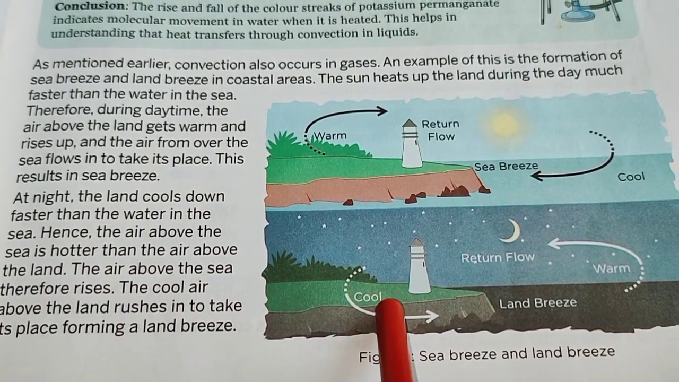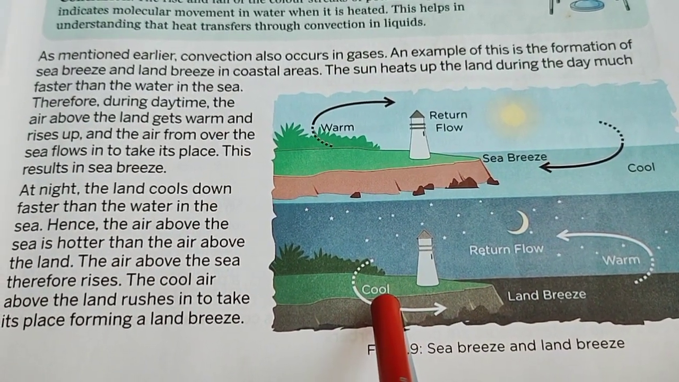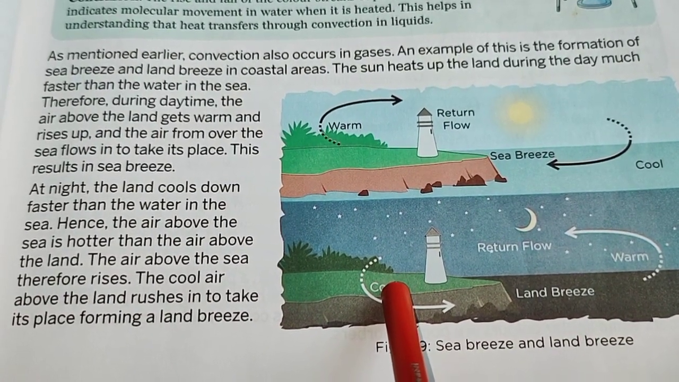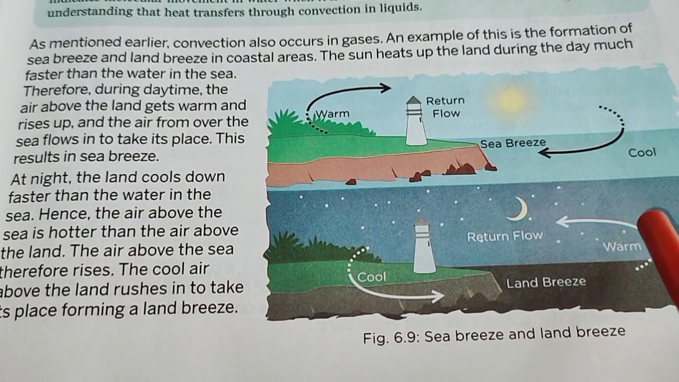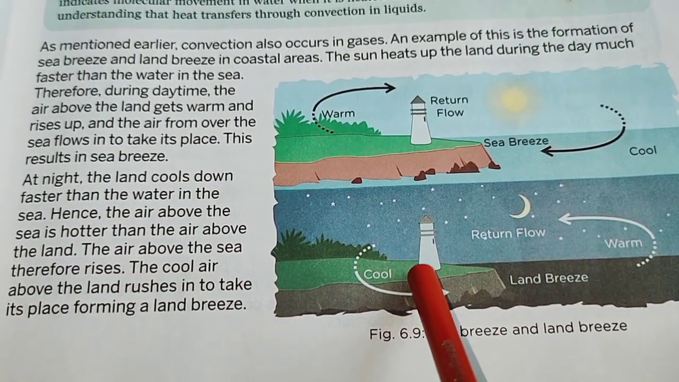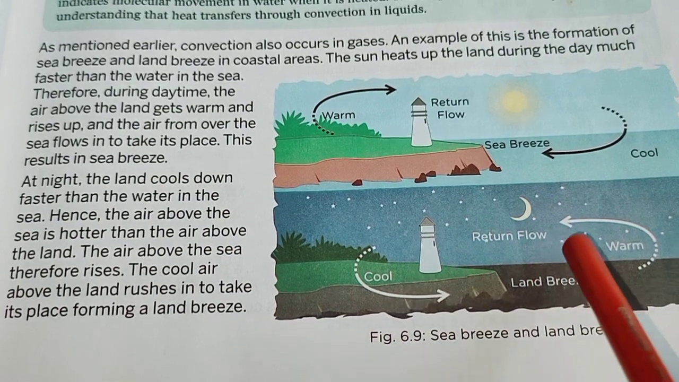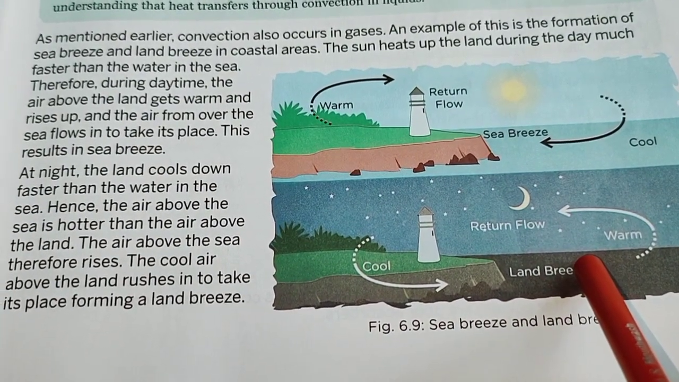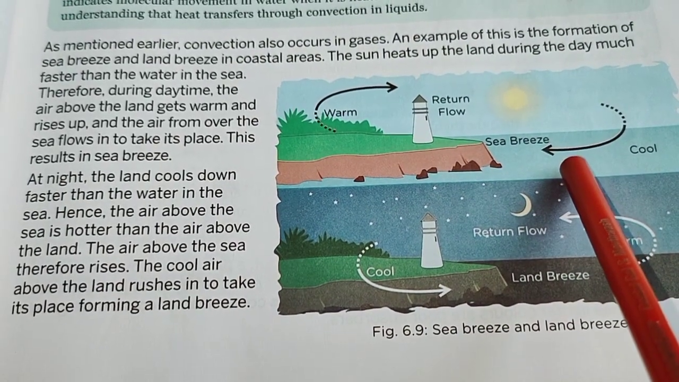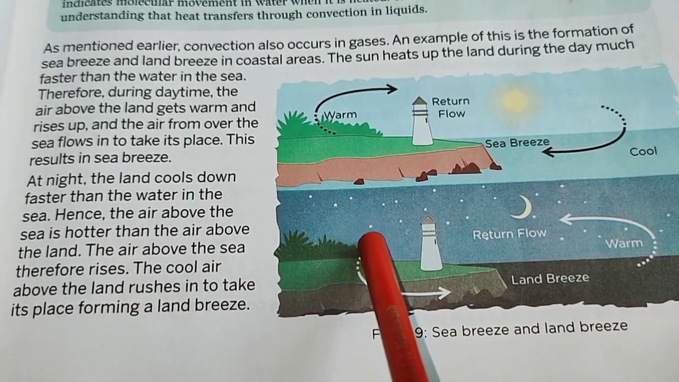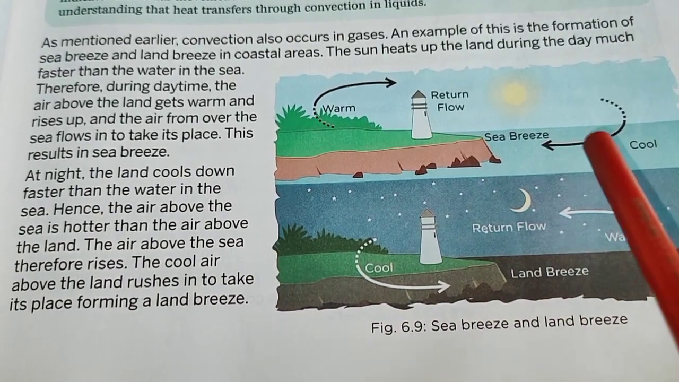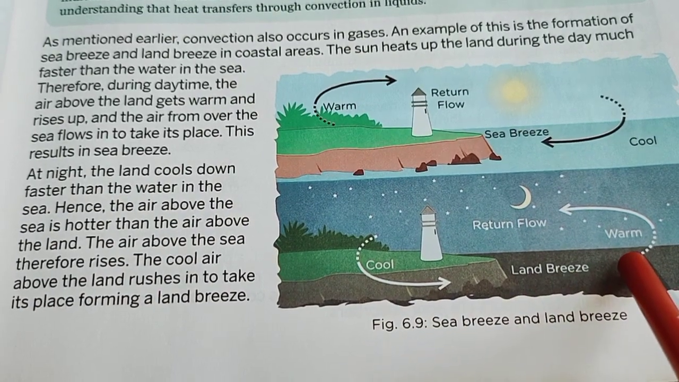At night, just the opposite happens. The land cools down much faster than water in the sea. Hence, the air above the sea is now hotter than the land air. Therefore, this air above the sea being lighter in weight rises up, and the cool air from land rushes in to take its place, which forms the land breeze.